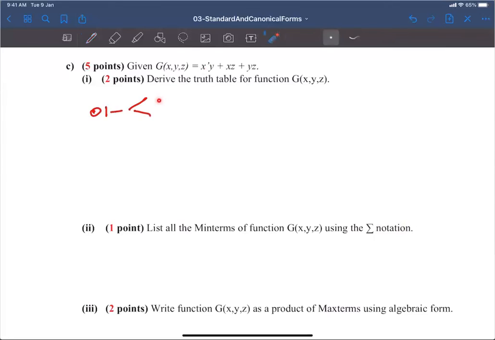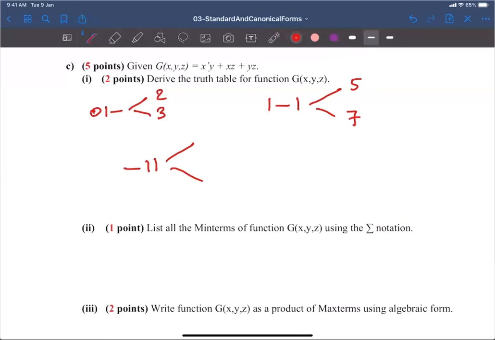So this is 2 and 3. And for the second one, we have X and Z. So we have a 1 dash 1. So this is either 101 or 111. So this is 5 or 7. And for the last one, we have dash 1 1.